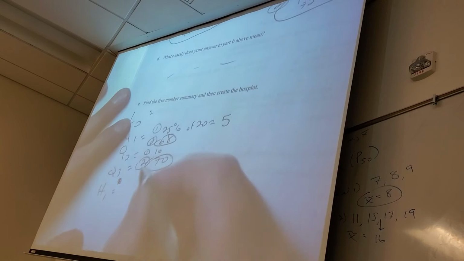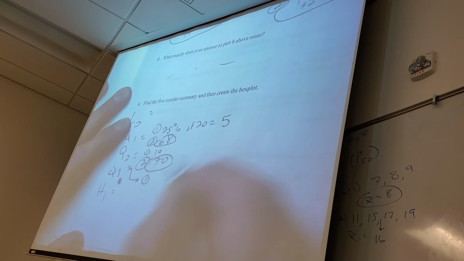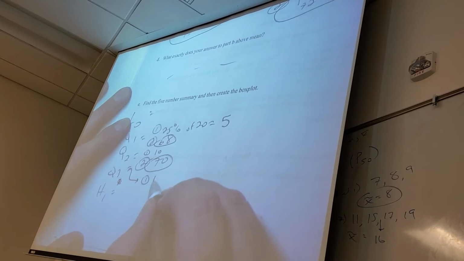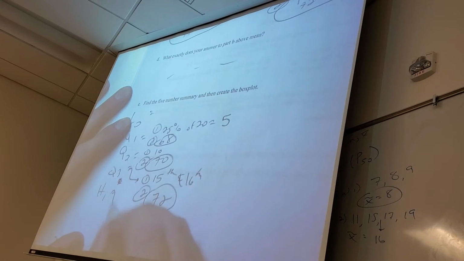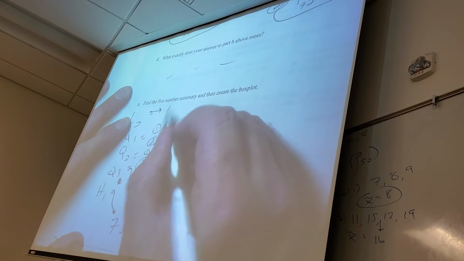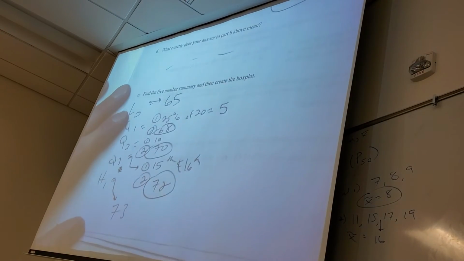What about Q3? 75% of 20 is 15. So then I average the 15th and 16th. 72. All right. And then the highest number was 73. And the lowest number was 65. Okay. So there's our 5-number summary.